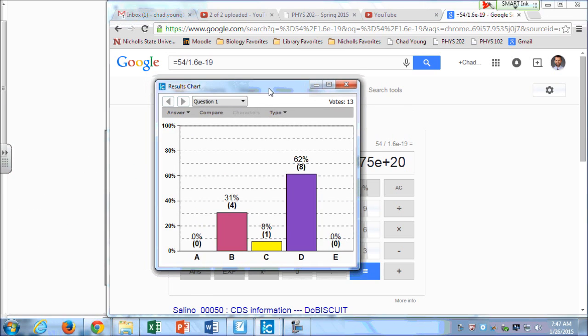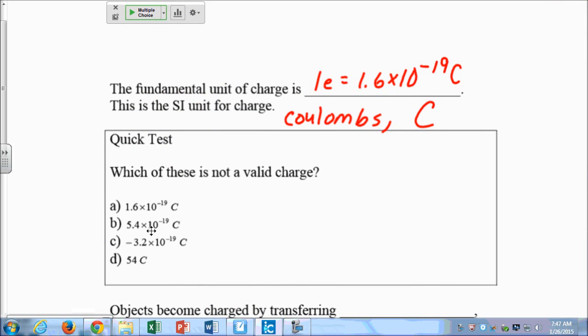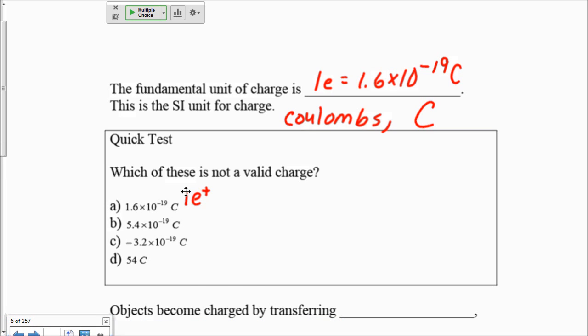So the answer then is what? If D is not right, what is the answer? B is right. So this is 1 proton. This is 2 electrons. This is that really big number of protons. And then this is, what's that, like 3 point something protons. And since you can't have a fraction of a proton, this one is not a valid charge. So B is the right answer.